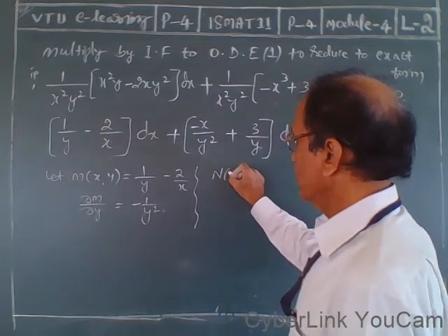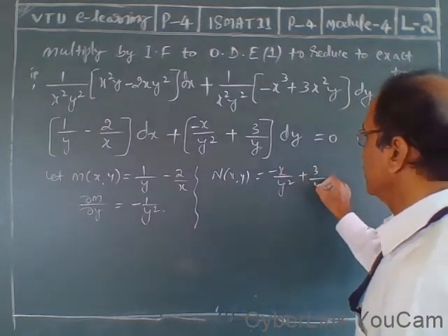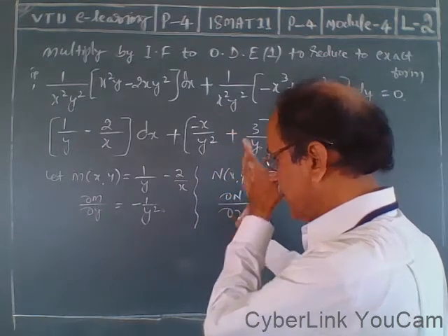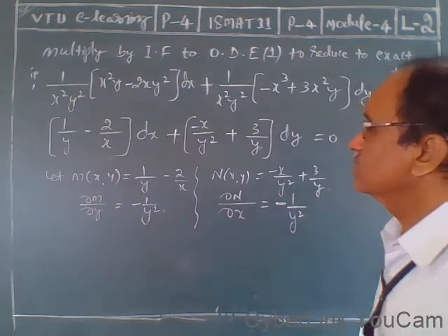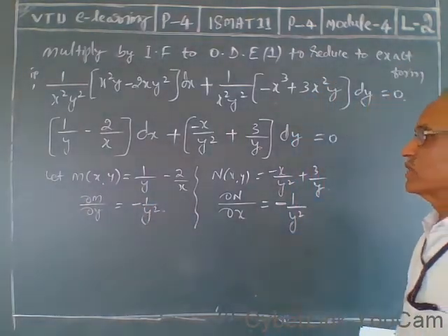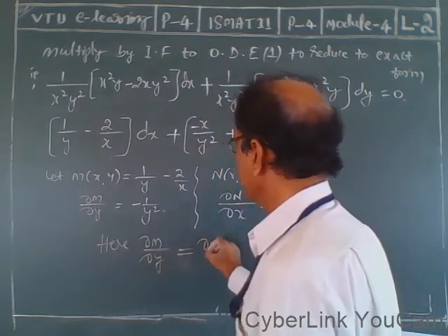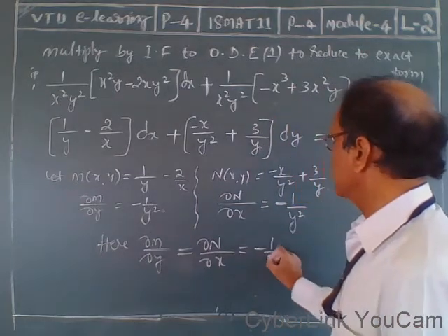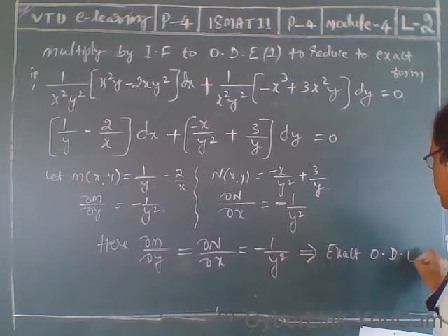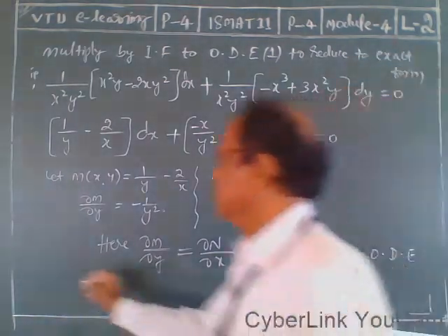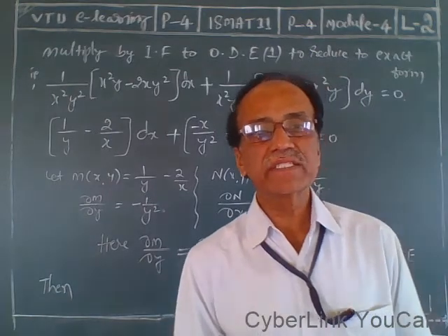Then N of x, y is equal to minus x divided by y square plus of 3 by y. Then del n by del x is equal to minus 1 divided by y square. Minus 1 by y square. Here, you can declare del m by del y is equal to del n by del x, that is equal to minus 1 by y square. This clearly says it is exact ODE. It is the exact differential equation. Then, once it is converted to exact differential equation, then what is our job? Our job is to write the solution for that exact differential equation.